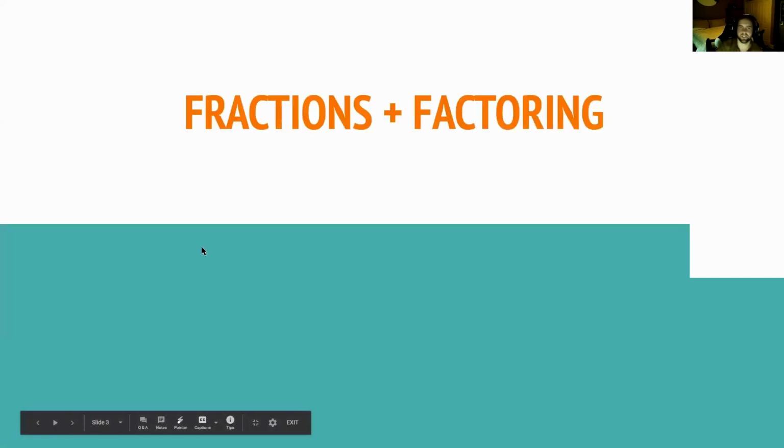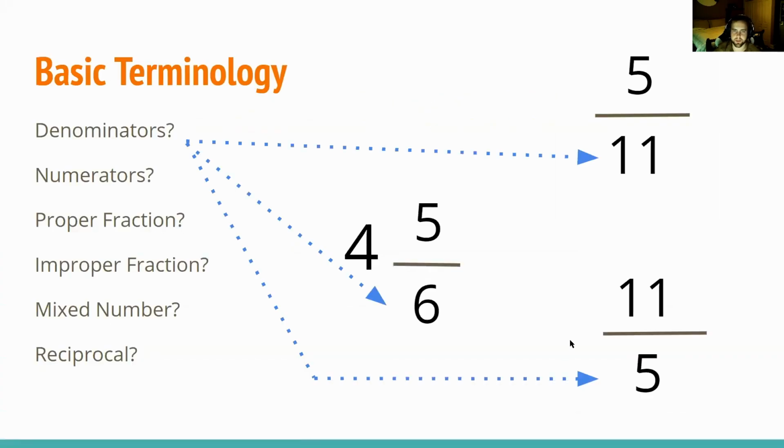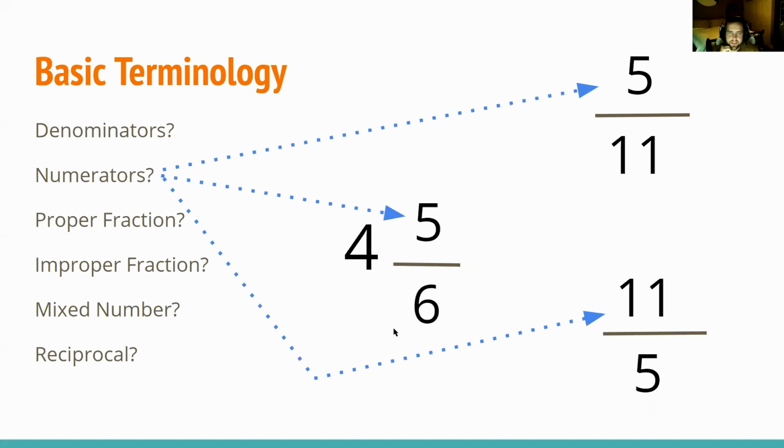Okay, so we'll go into fractions and factoring. So some basic terminology. You guys probably already know this, but just in case. So these are the denominators of each of these fractions. And these are the numerators of each of these fractions. So that would be the one on the top half of that fraction.